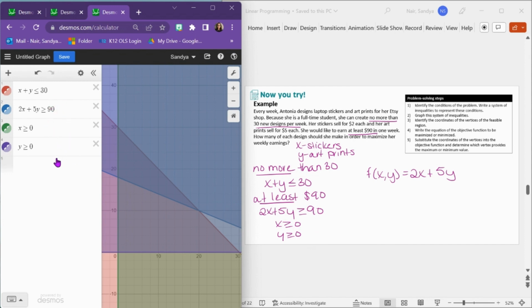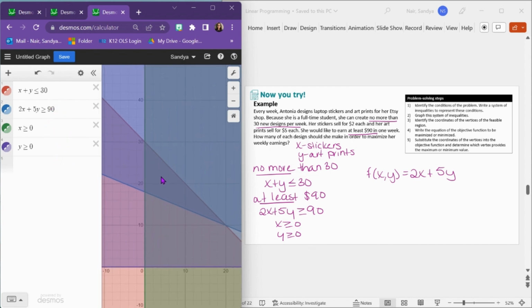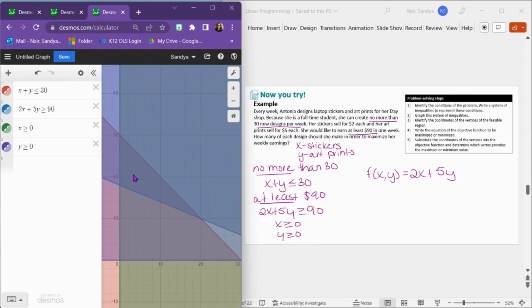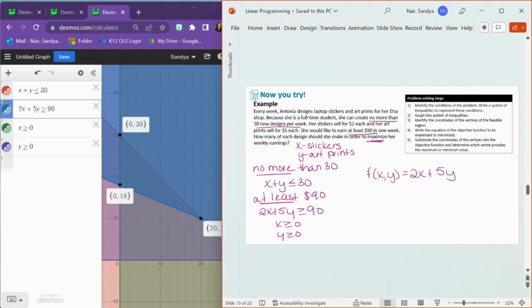So I went ahead and graphed all of these conditions in my coordinate grid, and then notice that we have this feasible region right here, right? So it's like this triangular shaped region. So let's click on the points to get the vertices. Also, we want to think about what we're trying to optimize in this problem. She wants to maximize her weekly earnings, so we need to write an objective function that represents her earnings.